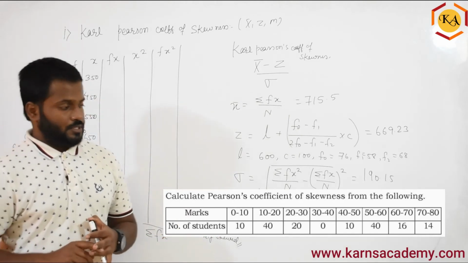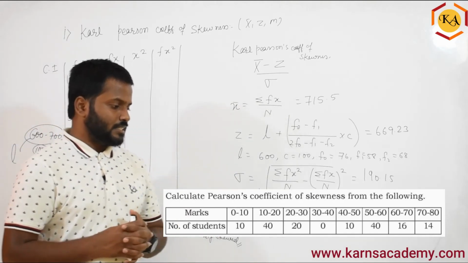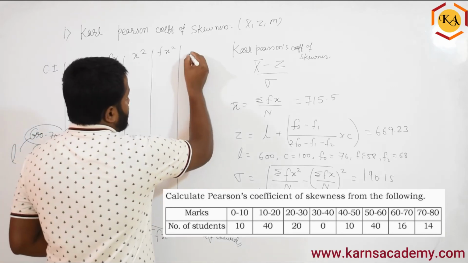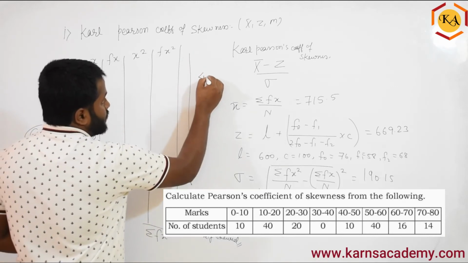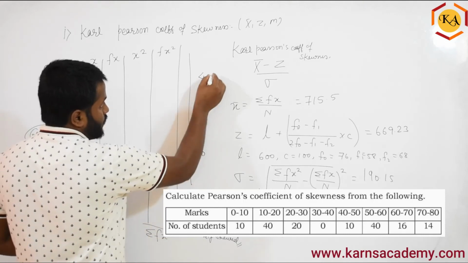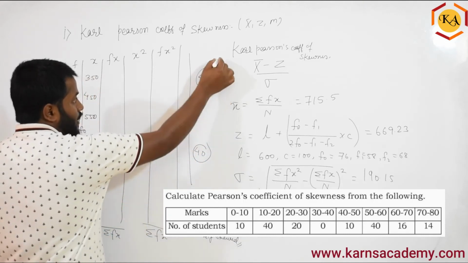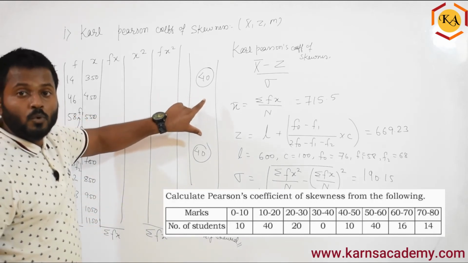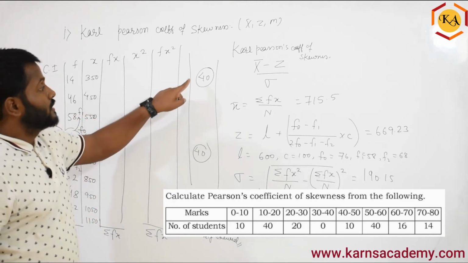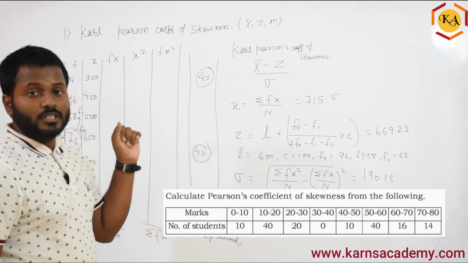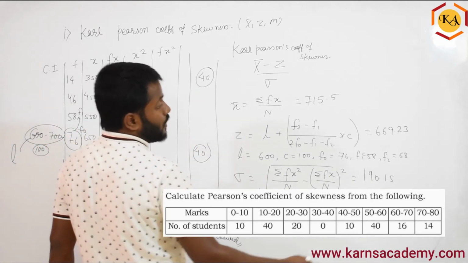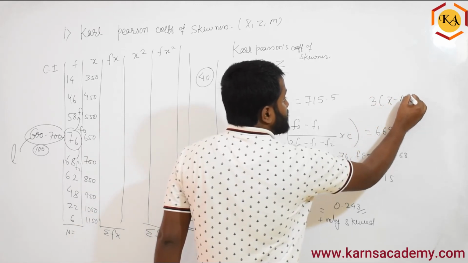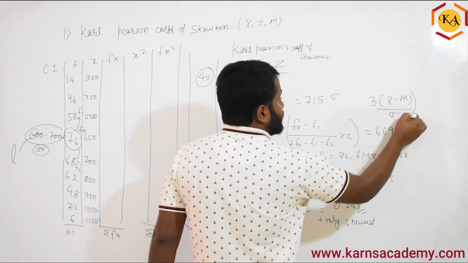Read this particular question. If you read it, you can see there are two highest frequencies. Let me write over here: the highest frequency is 40, and one more over here is also 40. So 40 occurs twice, which means you cannot calculate mode for this particular data. Since we cannot calculate mode for this data, what are we going to do? We are going to apply the formula 3 (mean minus median) by standard deviation.